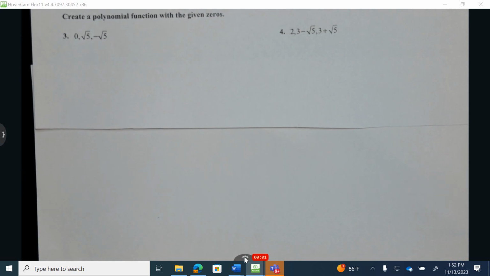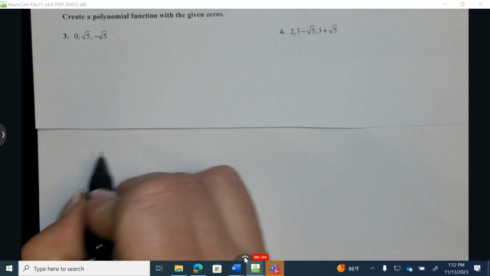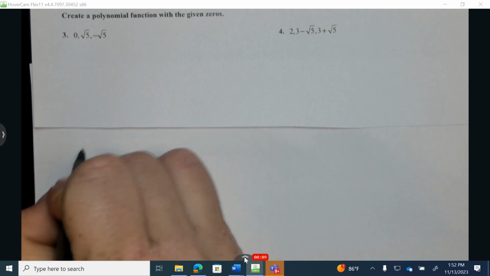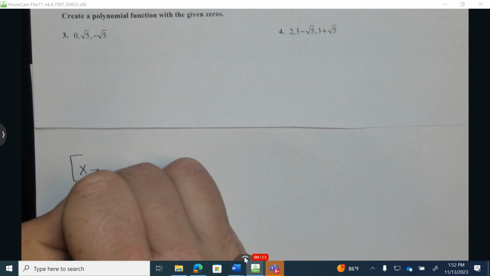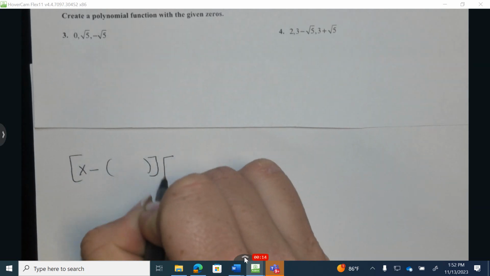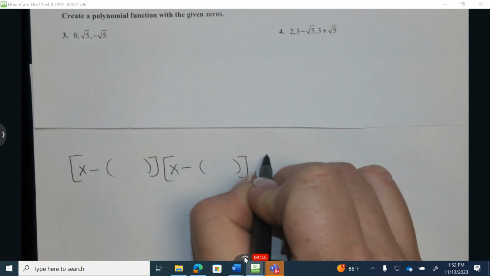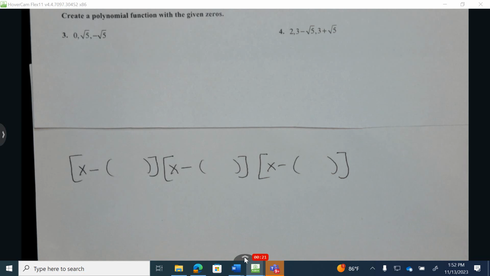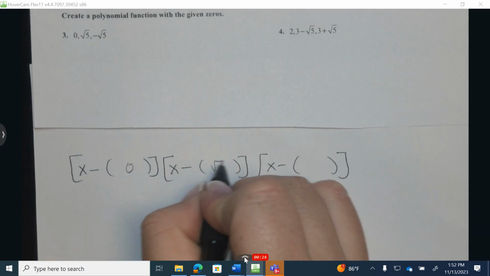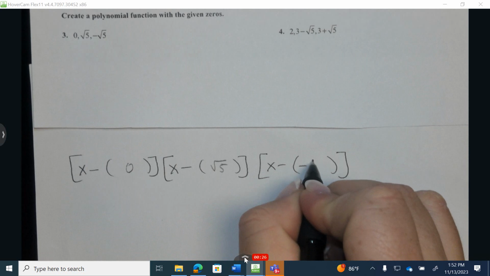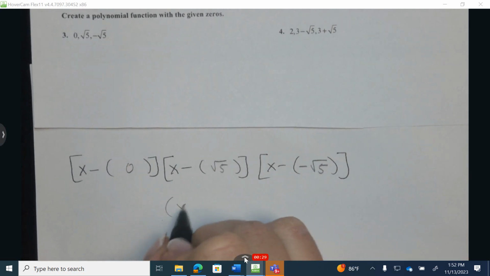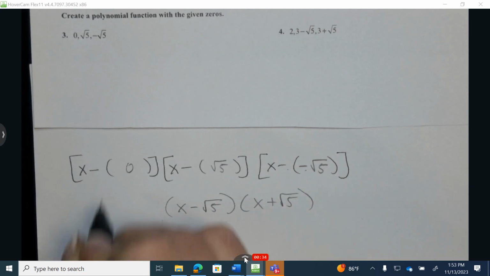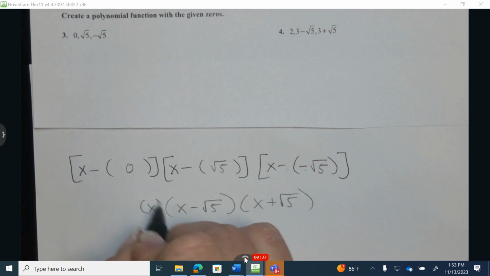A polynomial function, creating a polynomial function with the given zeros. So I'm always going to start, let me see if I can use kind of an ink here, pen to separate this. So I have x minus some quantity, x minus some quantity, and x minus some quantity. Now those quantities would be 0, radical 5, and negative radical 5. x minus radical 5, two negatives makes a positive, x plus radical 5, and x minus 0 is simply x.